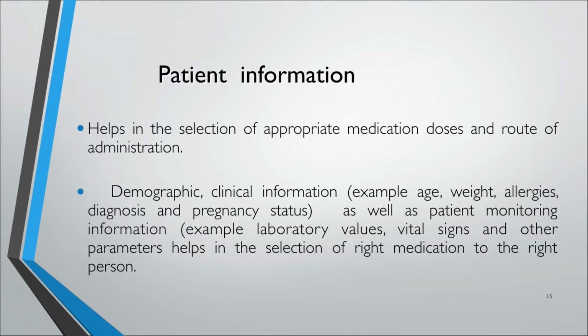Patient information. Information about the patient guides the appropriate selection of medication doses and route of administration. Of significant importance is basic demographic and clinical information, for example, age, weight, allergies, diagnosis and pregnancy status, as well as patient monitoring information, for example, laboratory values, vital signs and other parameters that gauge the effect of medication and patient underlying disease process.